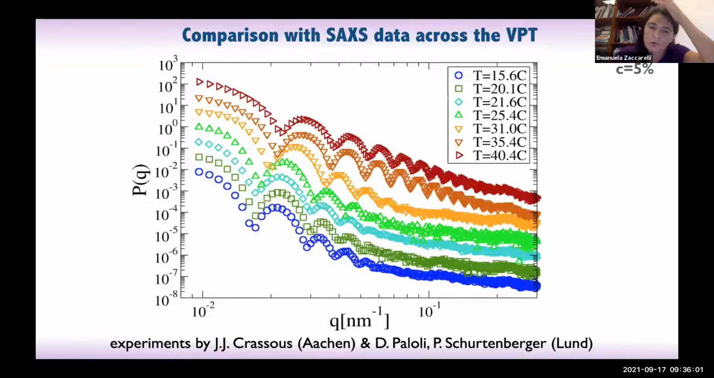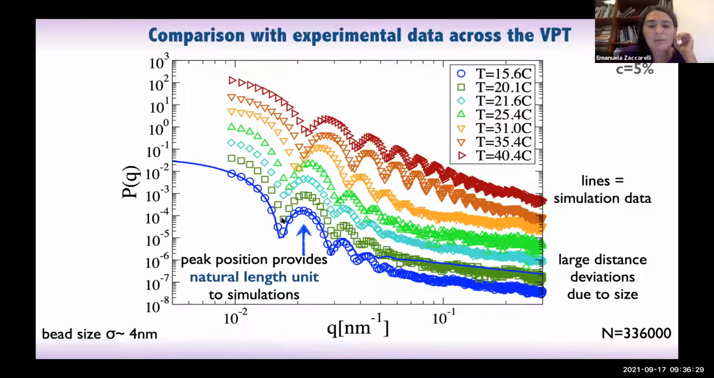We were lucky enough to work with the group of Peter Schurtenberger in Lund, who provided us with the form factor from small angle X-ray scattering at many temperatures across the volume phase transition for a 5% microgel. These are the form factors, with more and more peaks appearing. We compute it from the simulation, and then we match the first peak position. The first peak position will give us the natural length of the simulation, and the unit length of the simulation is usually the monomer size.